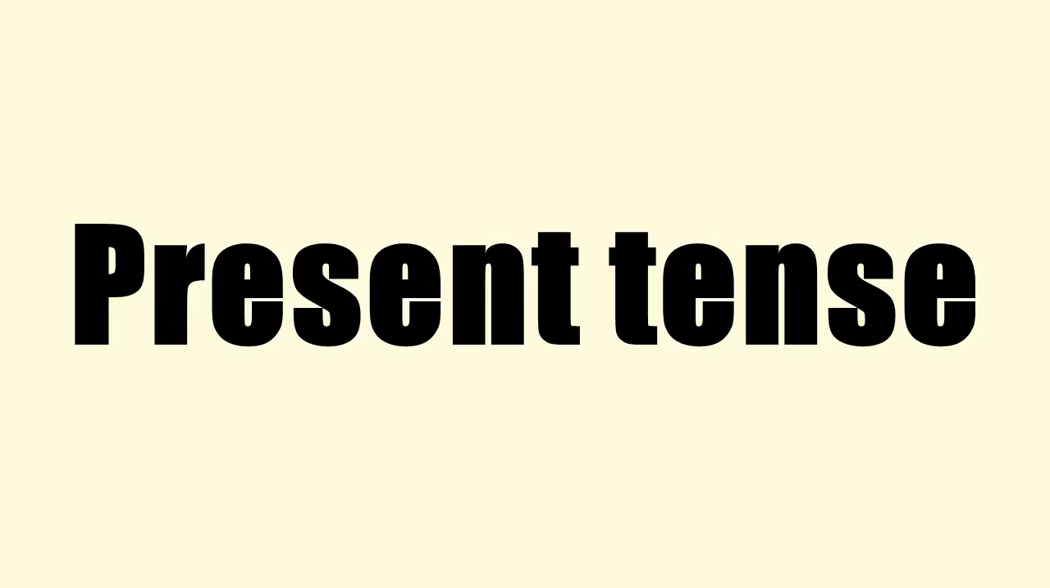A number of multi-word constructions exist to express combinations of present tense with aspect. The basic form of the present tense is called the simple present. There are also constructions known as the present progressive, the present perfect, and the present perfect progressive.